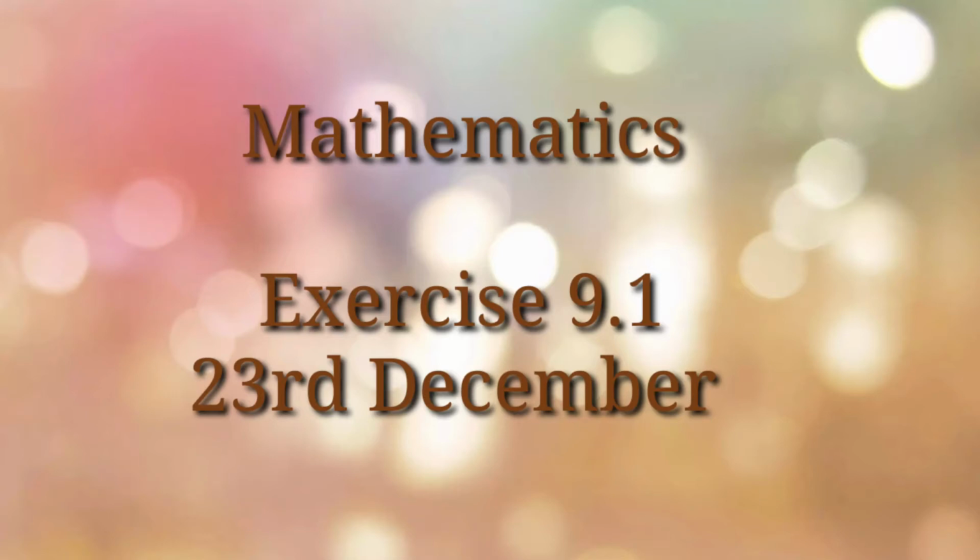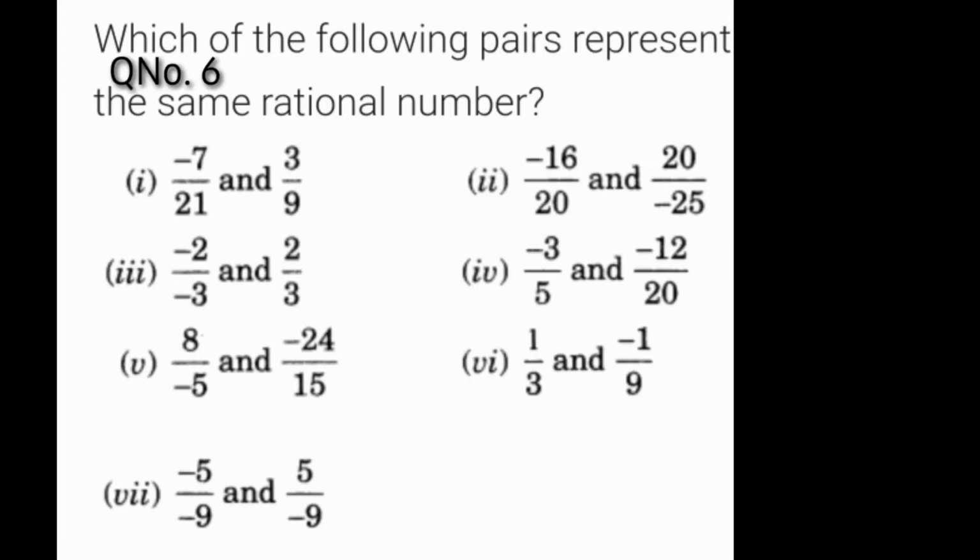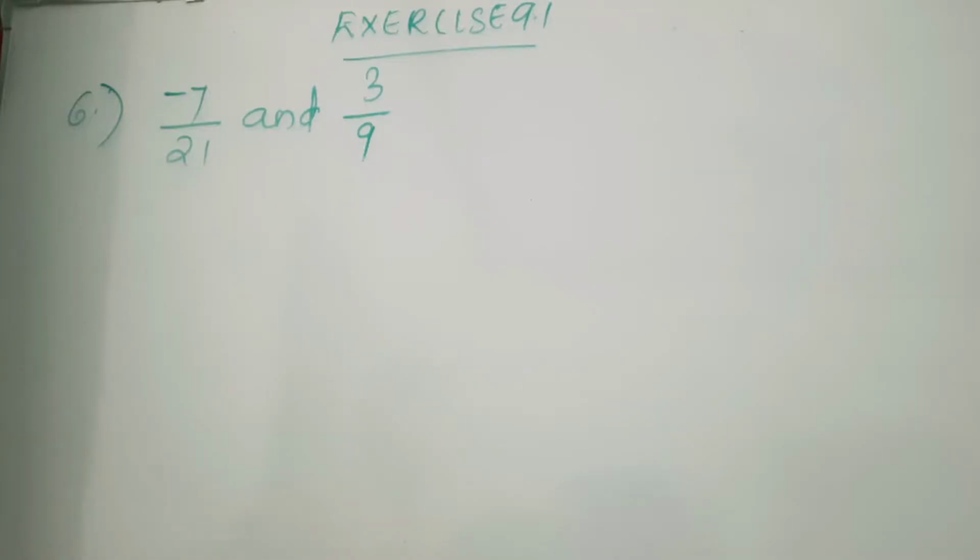Children, today let's continue with exercise 9.1 of the chapter Rational Numbers. Sixth question. Which of the following pairs represent the same rational number? Here we have to find out which of these pairs represent the same rational number. That means the value is same, or we call them equivalent rational numbers. In the sixth question, we are going to find out which of the following numbers form the same rational number.